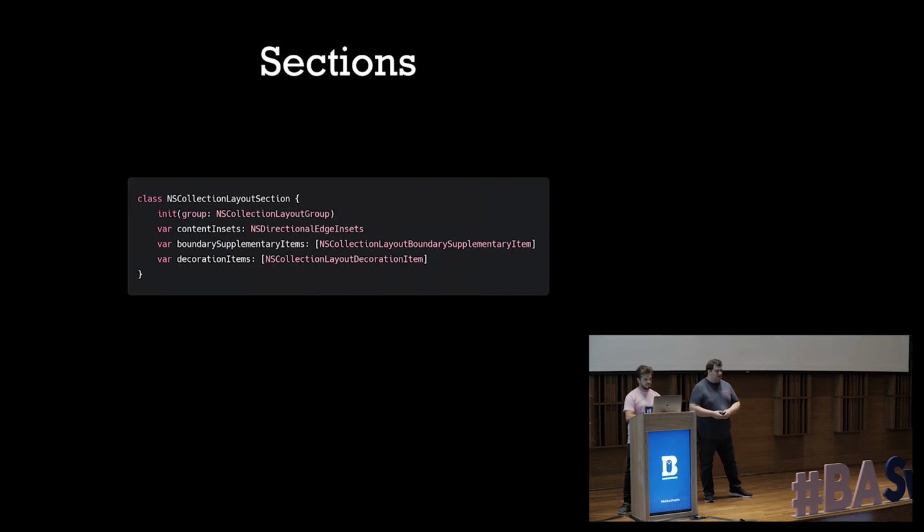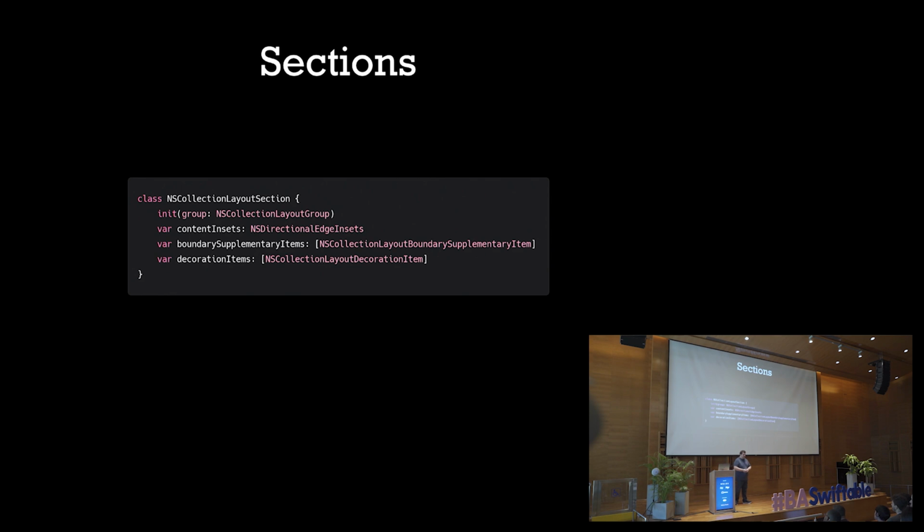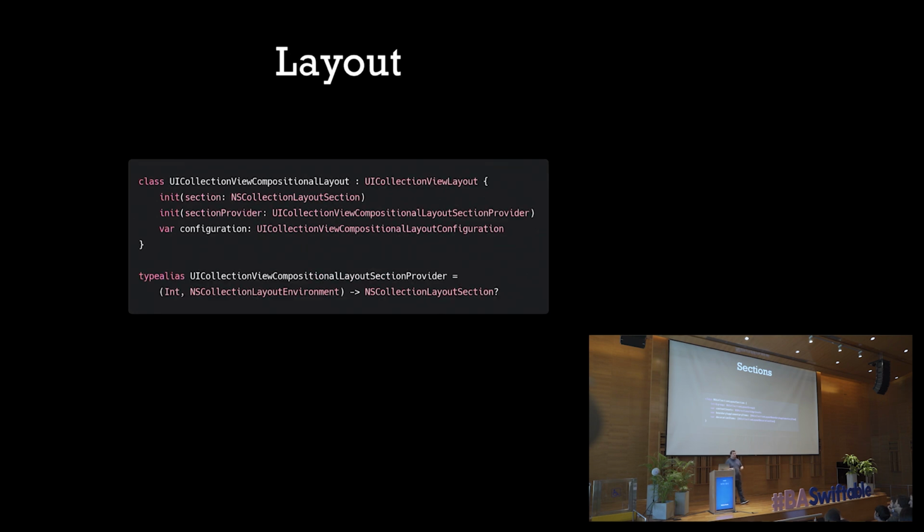And finally, the sections. Sections represent a section in our layout. We give it a group. We can set also an inset for this section. Give it boundary element supplementary items. These are the headers and footers. Then we can set also decoration items like a background for the section.